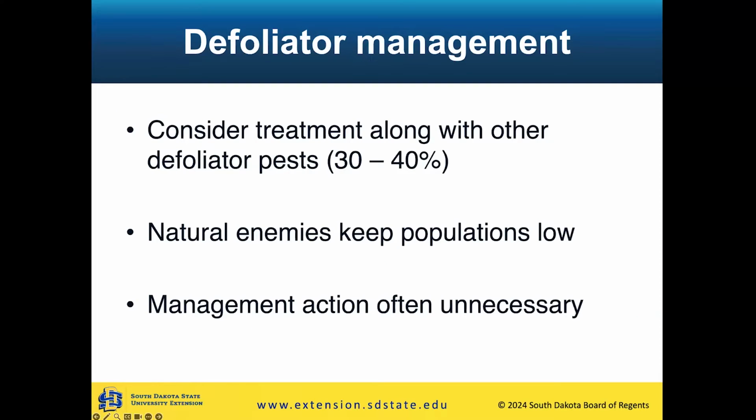So with defoliators, and this kind of goes back to the alfalfa weevils too, that overarching threshold there is about 30 to 40% defoliation. With caterpillars like these, generally there's enough natural enemies out there that feed on caterpillars that it keeps their populations down, and we often don't have to implement any type of management action with these because it's usually not necessary. But you can use an insecticide there for these, along with any of those other defoliation pests.